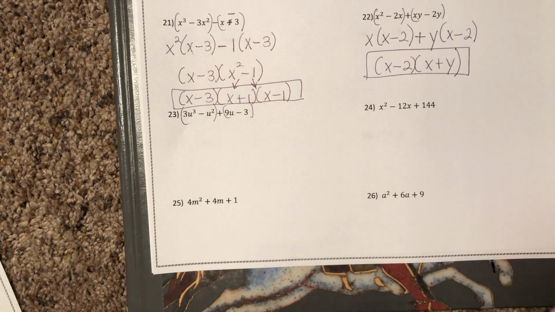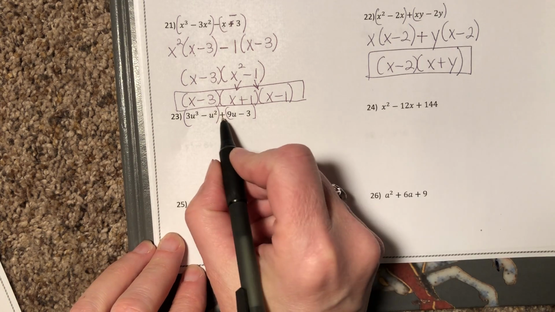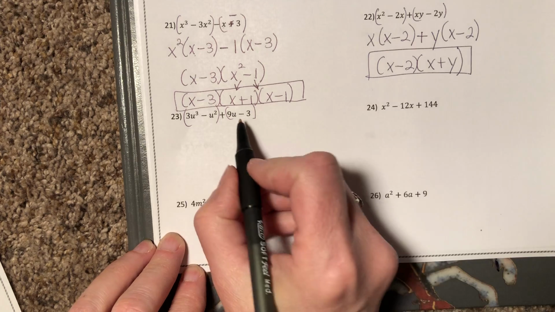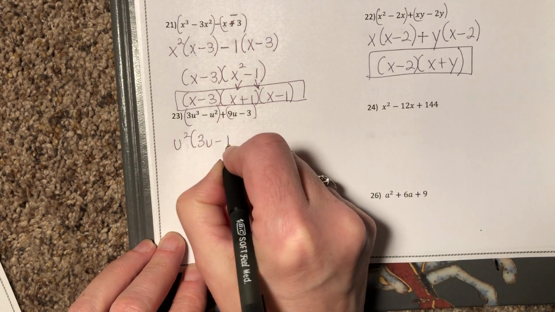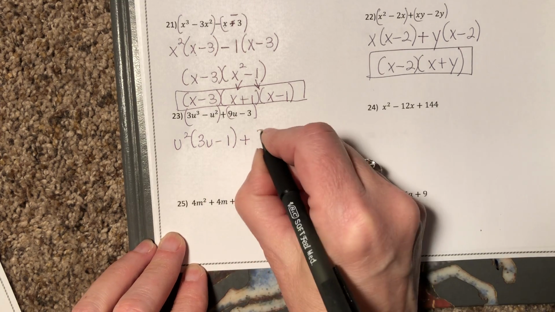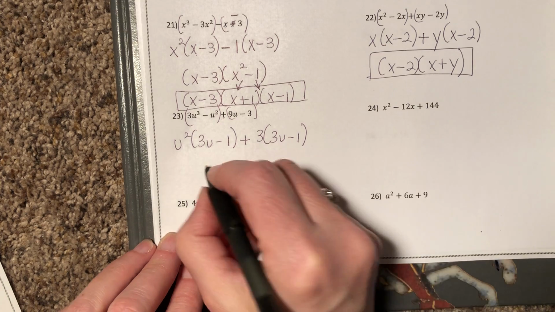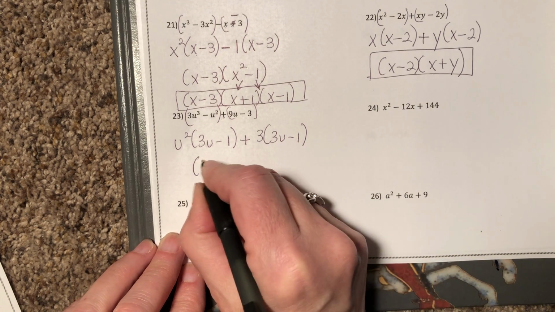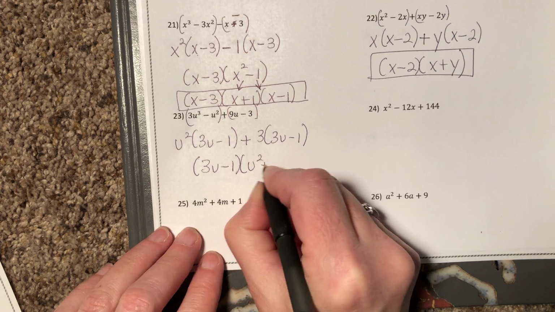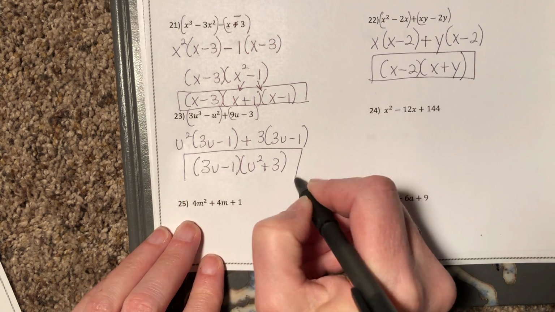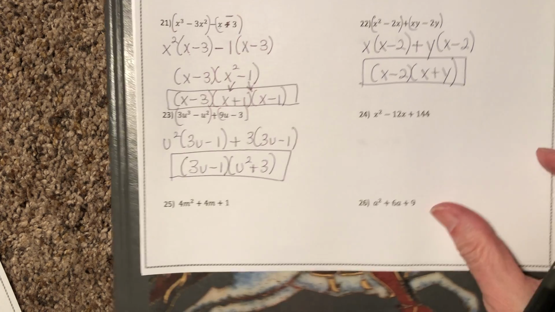All right, on 23, I can pull out a u squared. Don't change sign. Plus in the middle is standard grouping. You don't change any signs. U squared, 3u minus 1 plus, now I can pull out a 3. 3u minus 1. You're not finished. Write one of these parentheses, 3u minus 1, the outside stuff, u squared plus 3. All right, I think I can, let me finish this page at least.